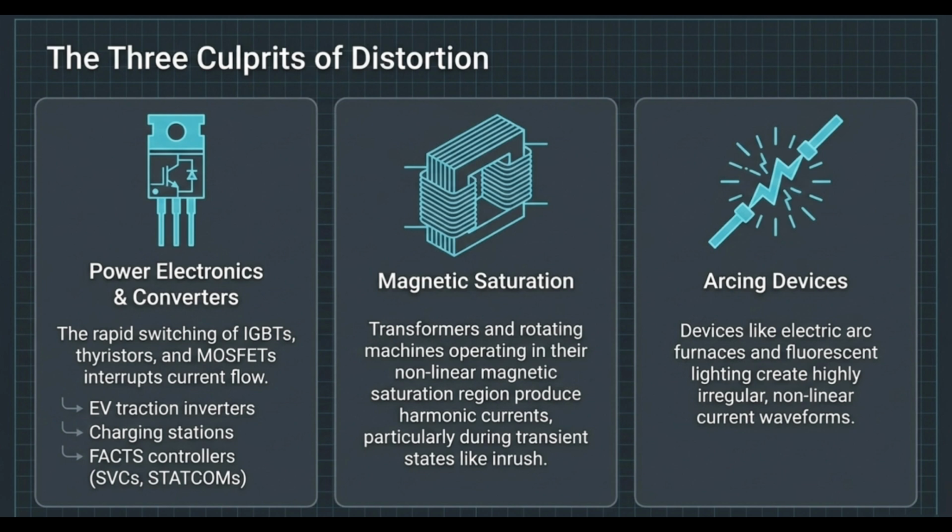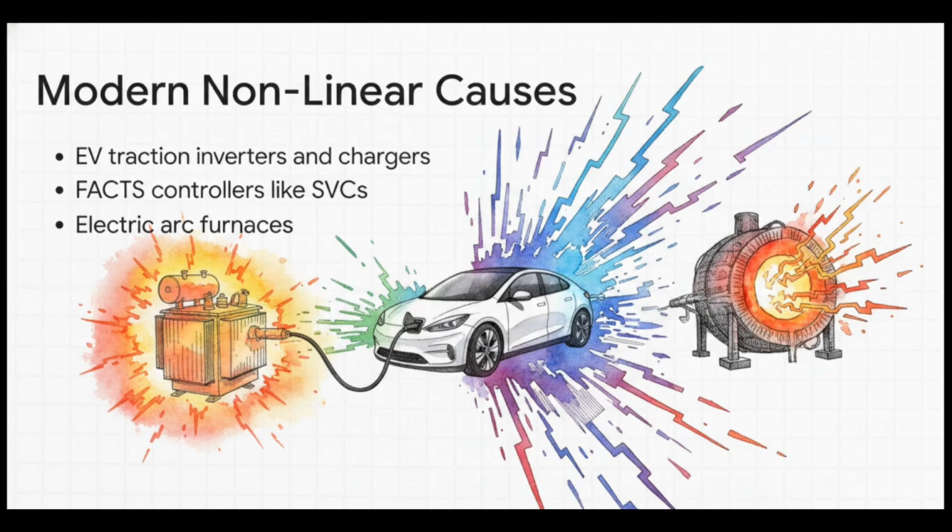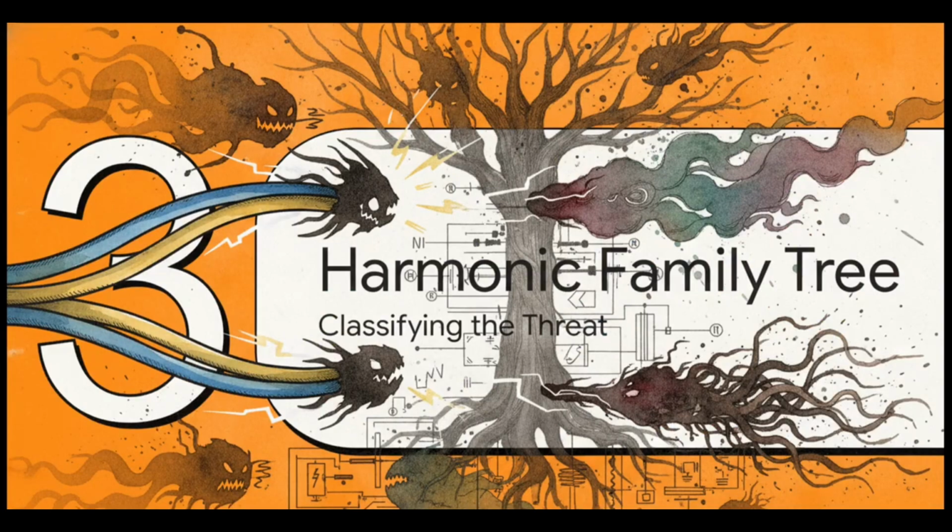Add in the magnetic saturation from transformers running hot, or the completely chaotic arcing of industrial electric arc furnaces, and you start to see that our energy efficiency often comes at a massive cost to our power quality. Let's classify these things in Section 3, the harmonic family tree.